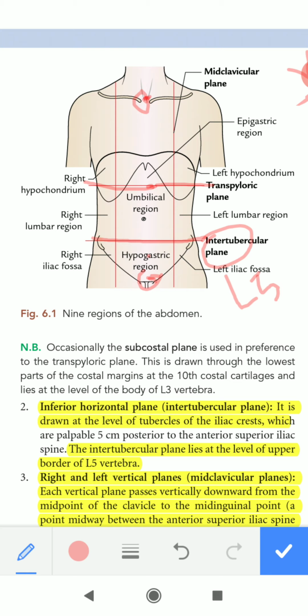And the transpyloric plane corresponds with the 9th costal cartilage, or you can say the lower border of the first lumbar vertebra. So their bony level is at the 9th costal cartilage, or the lower border of the first lumbar vertebra, and the intertubercular plane corresponds with the upper border of the 5th lumbar vertebra.